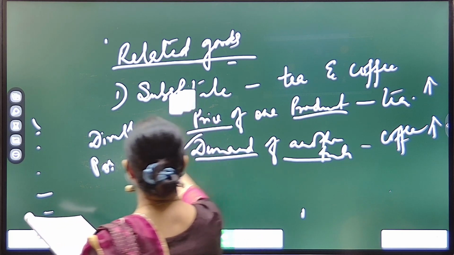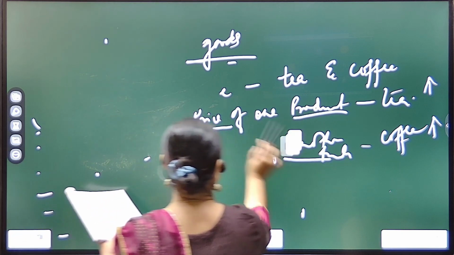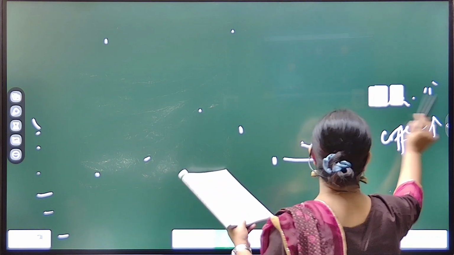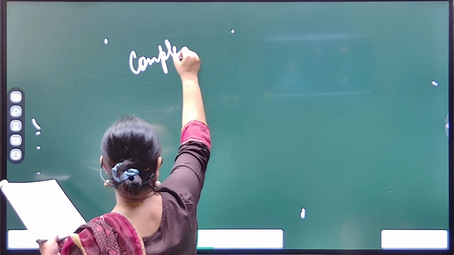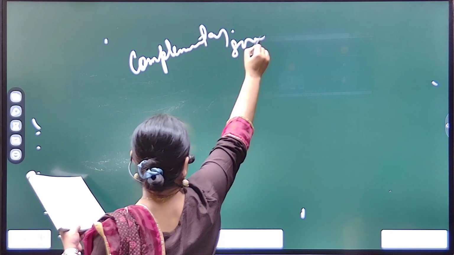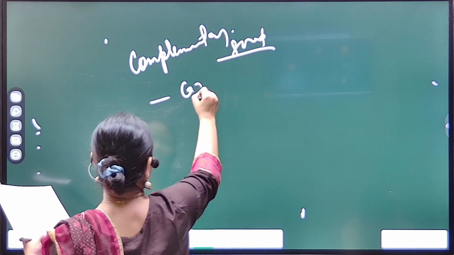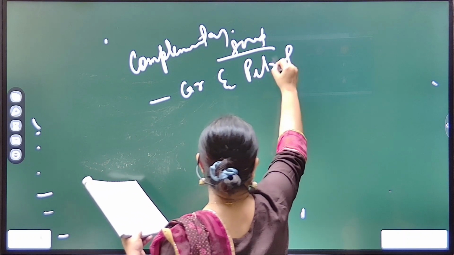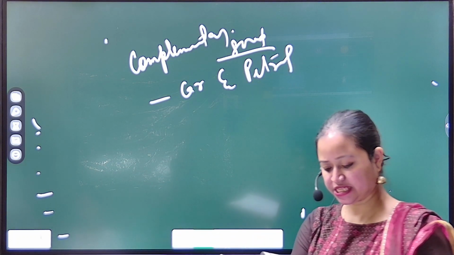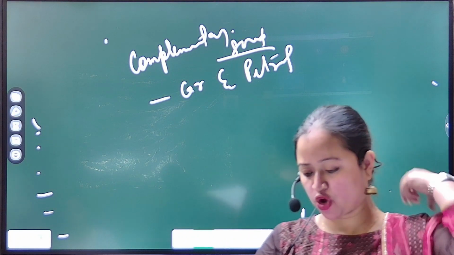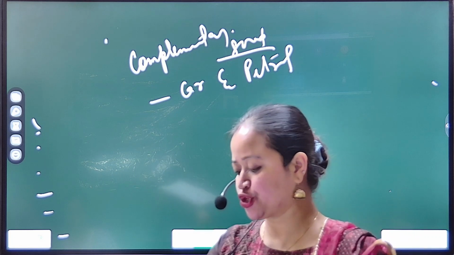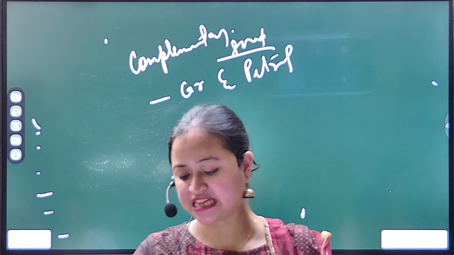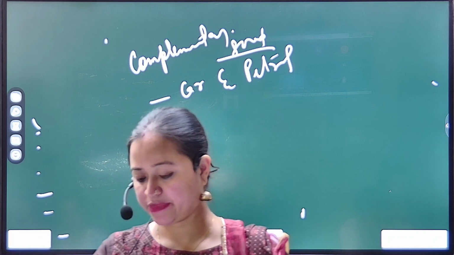Okay, now the next one. One is substitute goods, another one is complementary goods. An example of complementary goods is car and petrol. Fine. So you can see here the demand for a commodity also depends upon the price of its complementary goods. For example, car and petrol. Here the demand for the car depends upon the price of petrol.